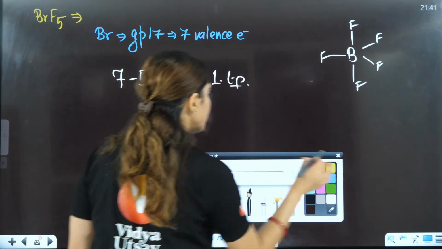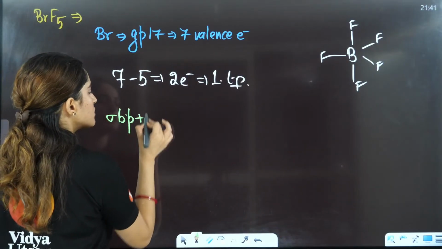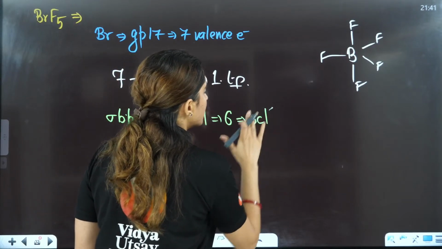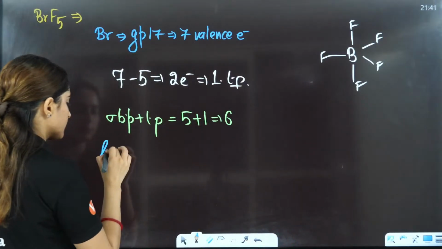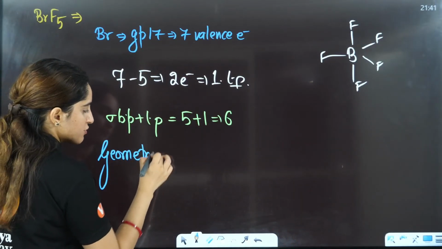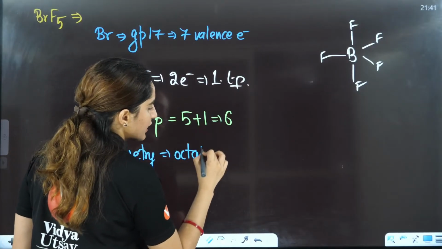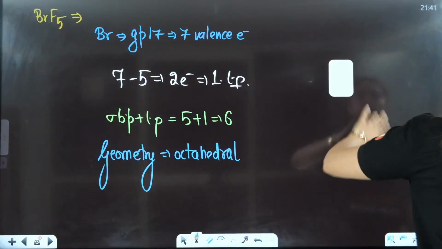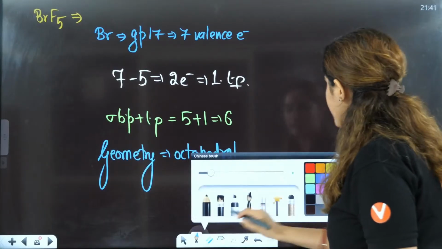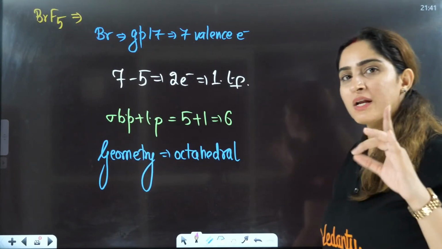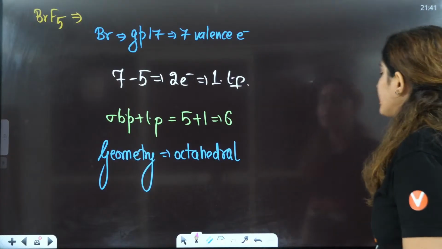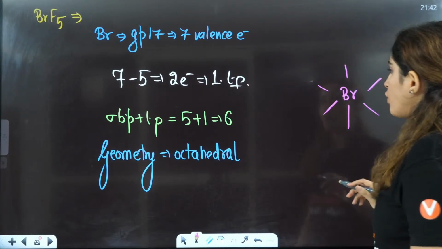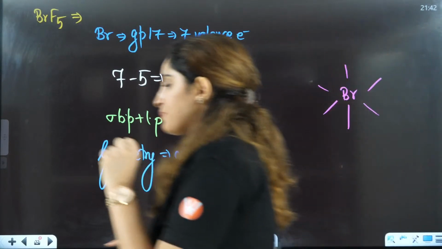1 lone pair means sigma bond pairs plus lone pair is going to be 5 plus 1, that is 6, that is octahedral. So can I write the geometry is going to be octahedral, right? So erase this. Usually students take trigonal bipyramidal for BrF5, right? But in reality it is not. 1, 2, 3, 4, 5, 6.